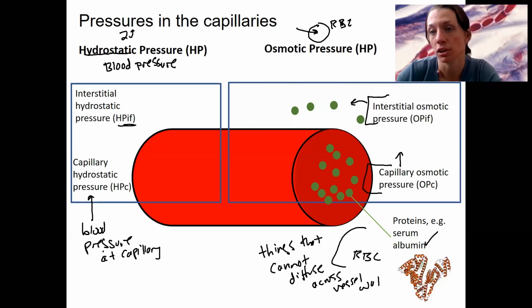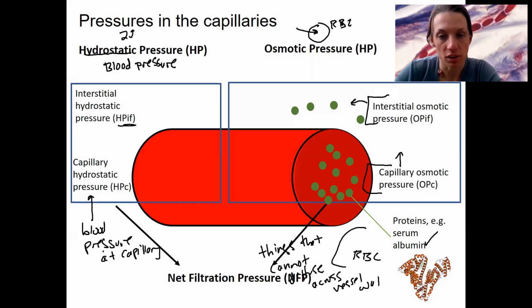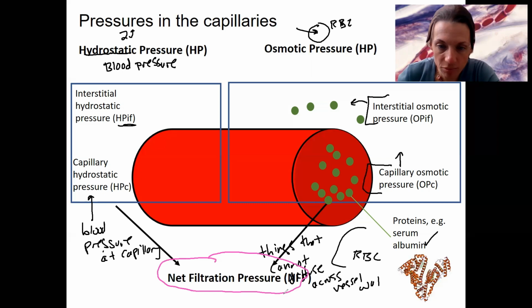So these are the two pressures that each have two locations to think about, that each contribute to net filtration pressure, which is the number that we want to be able to consider when asking, is filtration going to occur? This is NFP here. Or is reabsorption going to occur? So if the filtration pressure is high, we're going to have movement out of the capillary. That's filtration. This can be negative. We'll see examples. That's going to allow for reabsorption. So the two separate pressures contribute to net filtration pressure.